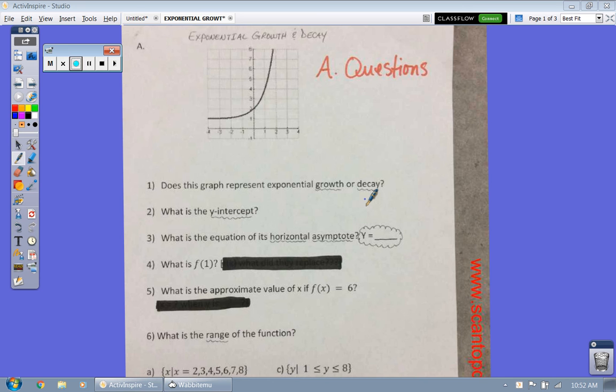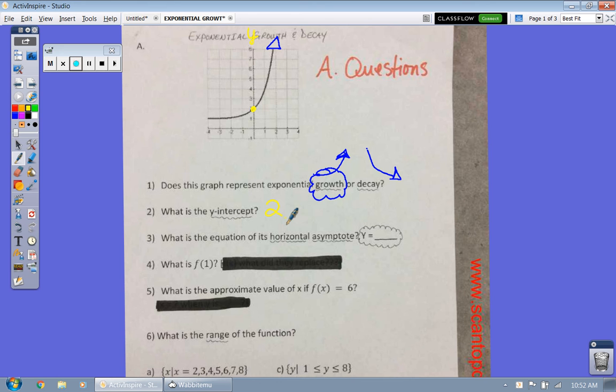Question 1, does this graph represent exponential growth, growth meaning it's increasing, or decay, decay meaning it's decreasing? And if you look here, it looks like it's increasing. So we're going to say that it's exponential growth. All right, question 2, what is the y-intercept? Where does it cross the y-axis? Well, here's your y-axis and it crosses right here. That's pretty simple, it crosses at 2.